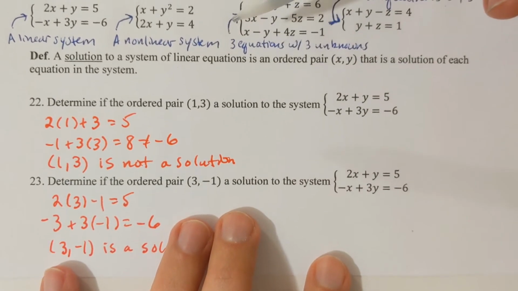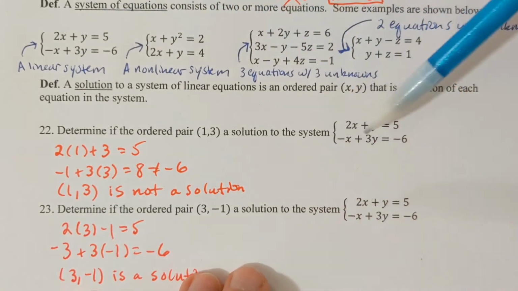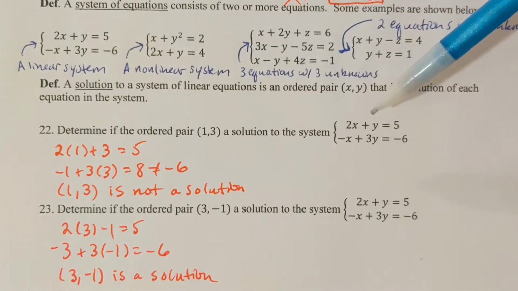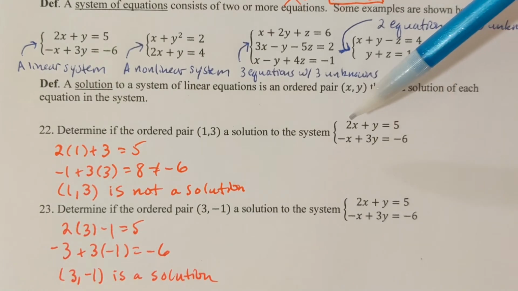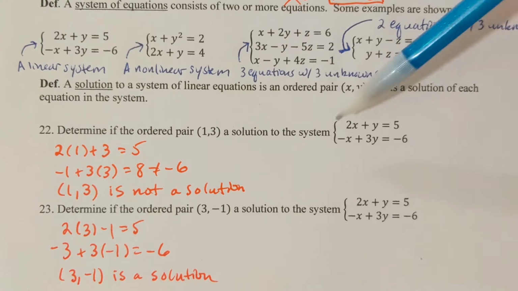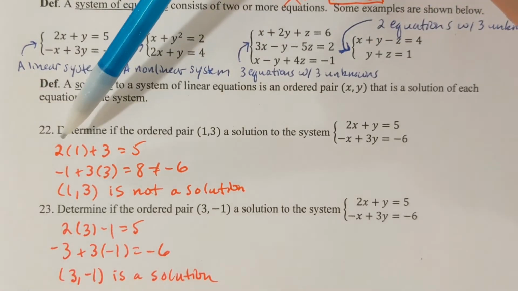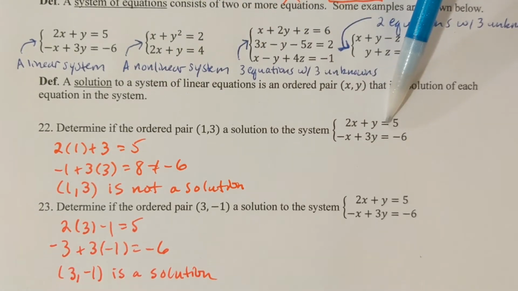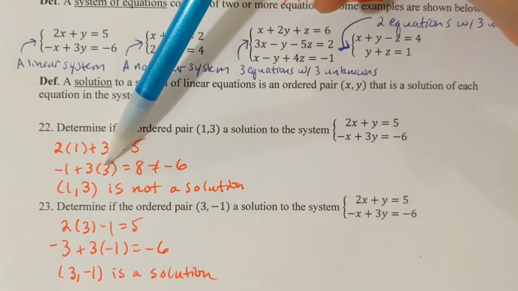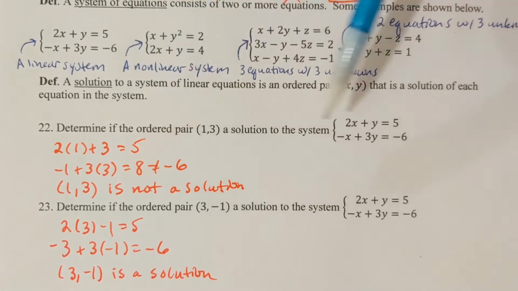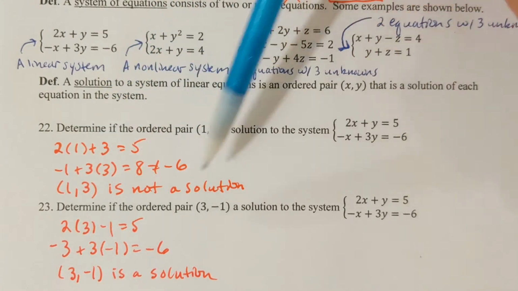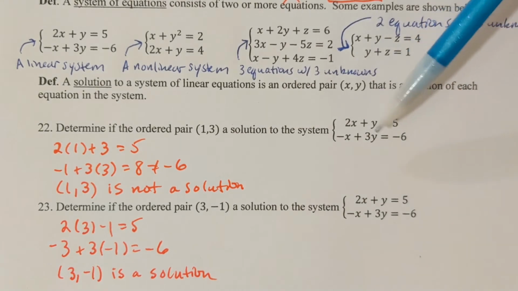If we take a look at problem 22, I've got this system here rewritten. Determine if the ordered pair 1, 3 is a solution to the system. So are the equations going to be satisfied when x is 1 and y is 3? Well, let's plug it in and check it out. In the first equation, 2 times 1 is 2, plus 3 is 5. That looks good. And in the second one, if x is 1 and y is 3, I've got negative 1 plus 3 times 3. Negative 1 plus 9 is 8, not negative 6. So 1, 3 would not be a solution to the system. In other words, it didn't satisfy both of these equations here.